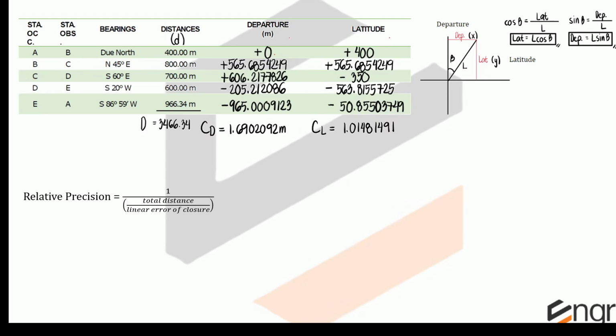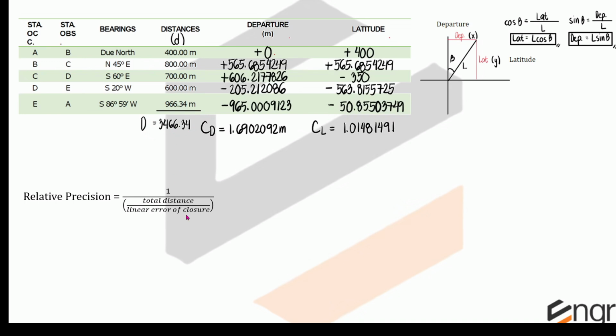Now, in our previous video, we were able to solve the total correction in departure and the total correction in latitude. Now, if we compute the total perimeter or the total distance in our formula for the corrections using the compass rule, we need to sum up all of these lengths and we can obtain the total distance. And this total distance is essentially the perimeter of the closed traverse.